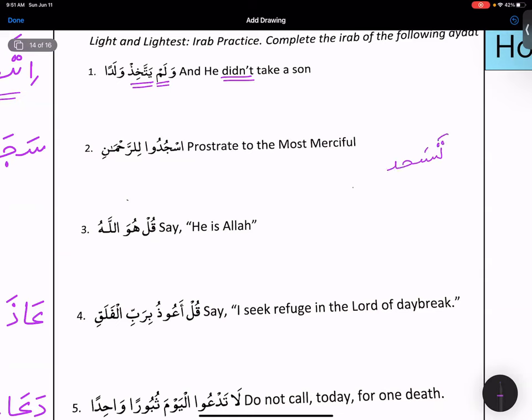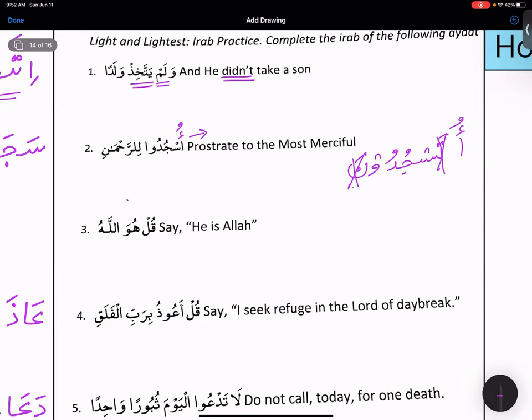Yeah. Tasjudu na. So we drop the noon in Ta. Tasjudu na. So we drop this noon, and then we drop this Ta, and then we say Usjudu. Right, but it is not going to show us Usjudu because maybe something is over there before it, right?